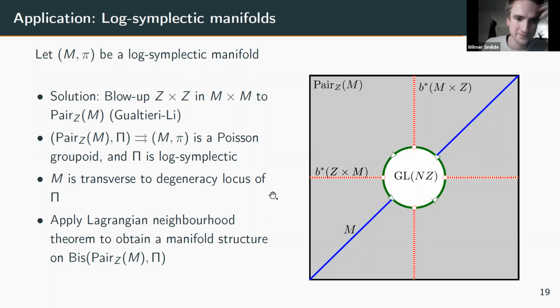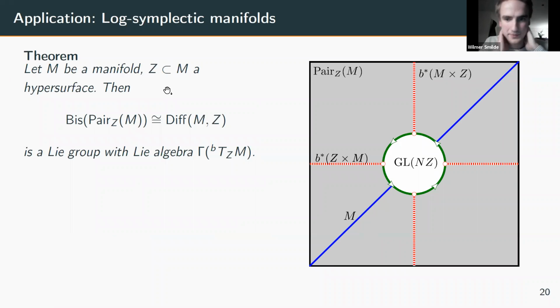Now, because this maps to the degenerate locus, we can apply our version of a Lagrangian neighbourhood theorem, but now in the B setting, to obtain a manifold structure on the group of coisotropic bisections. So why are those bisections interesting? Those bisections exactly compute the diffeomorphisms of M that preserve the hypersurface.